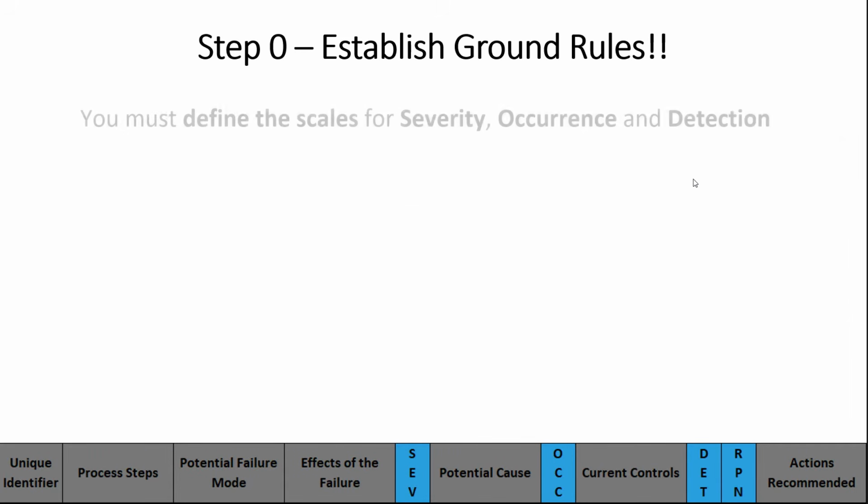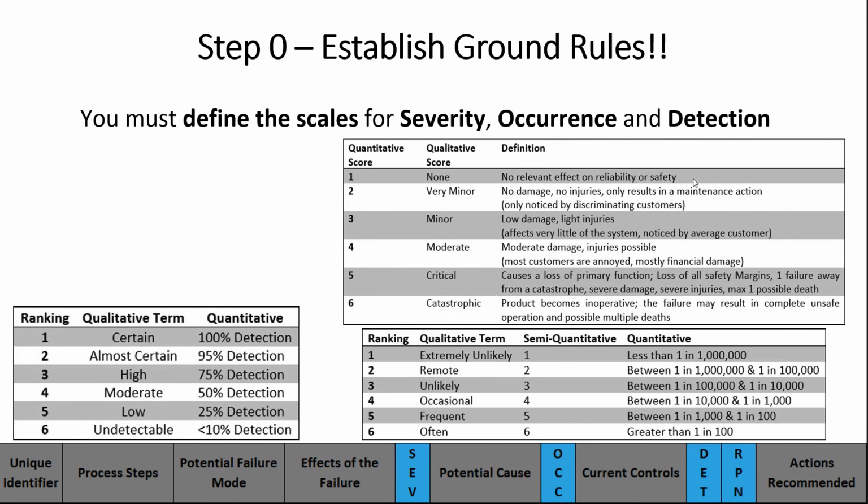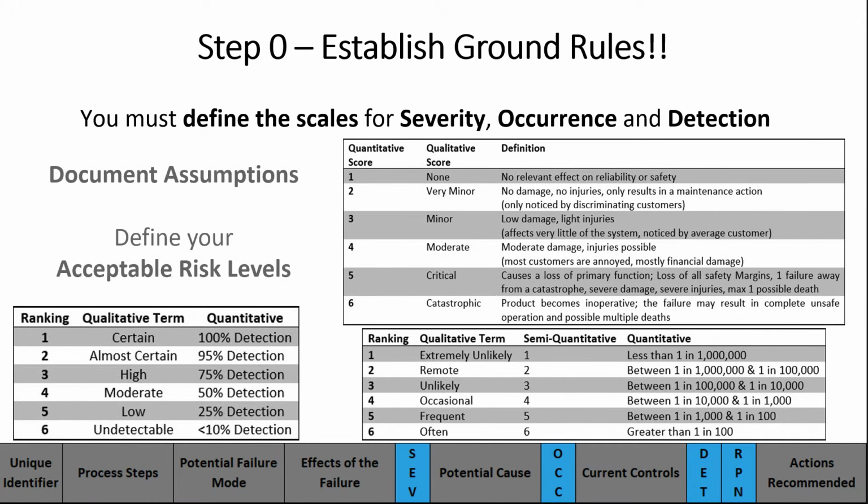Here's step 0. This was not on the previous slide, but this is a really important step. Before you even start the PFMEA, you have to establish the ground rules. Now, I'm assuming that your organization has some type of FMEA template that you use that has predefined scales. But if you don't have that, one of the first things you have to do is define the scales that you plan on using for severity, occurrence, and detection. And remember, this is unique to your product. This is unique to your industry and your customer, because this, especially the severity scores, they can very much differ depending on the types of products you're making.